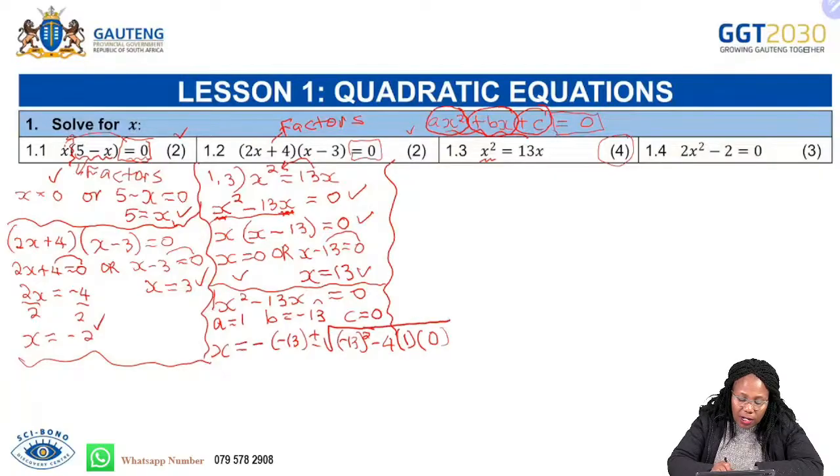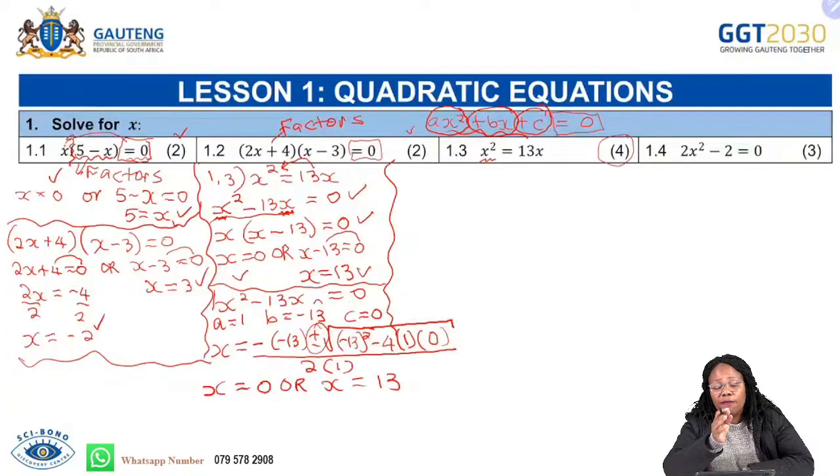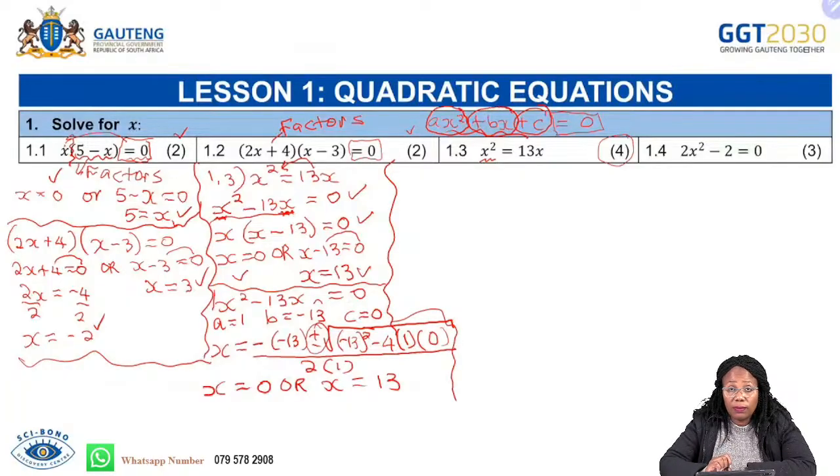Remember, this division line is up to the last point, the division line up to the square root sign also up to 0, and then this is 2 into 1. And then into your calculator, you'll end up with the same answers, x equal to 0 or x equals 13. Remember, grade 12, we are having 2 solutions there. You must check the positive part and the negative part of your solution. I hope we are still together on that one.